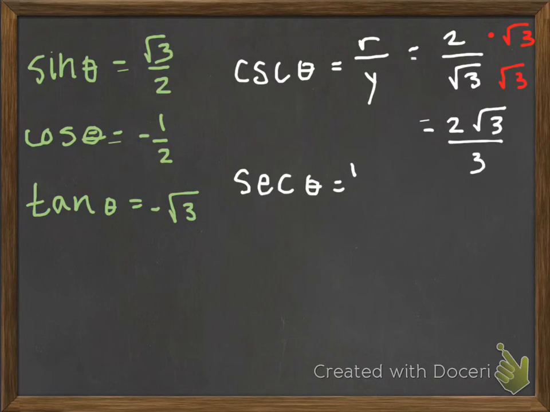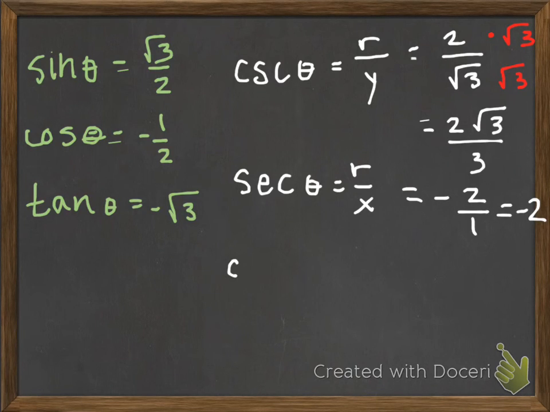Secant is r over x. Now remember, cosine was x over r. Now I have r over x. So again, it just flips. Cosine's negative 1/2, so secant is negative 2 over 1, which is just negative 2.